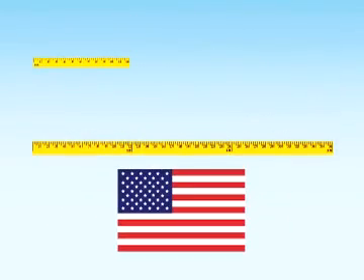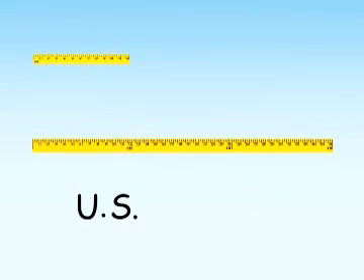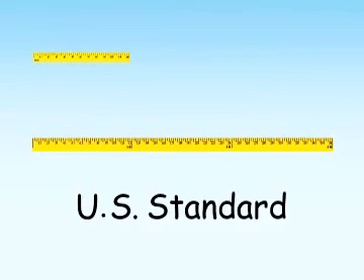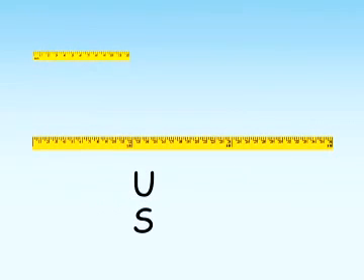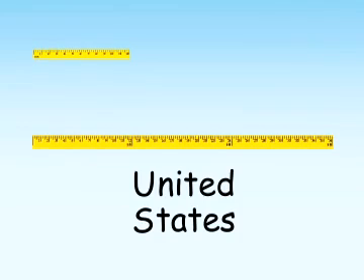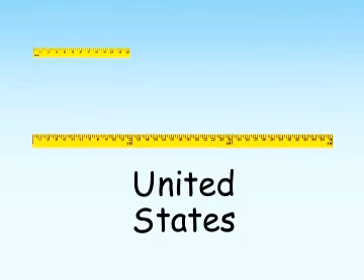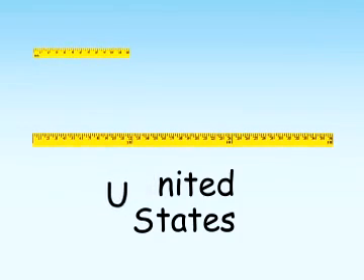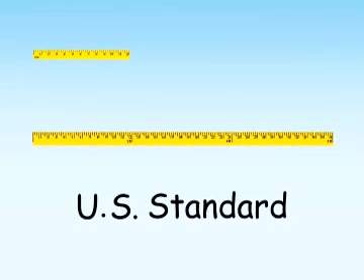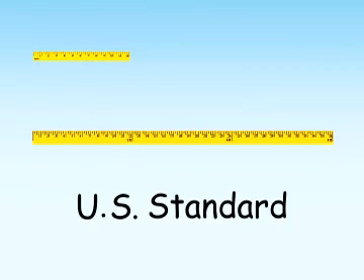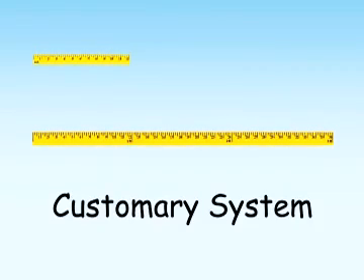In the United States of America, we use special units to measure. These units are called U.S. standard. U.S. means United States. Units used in the United States are called U.S. standard. U.S. standard can also be called the customary system.